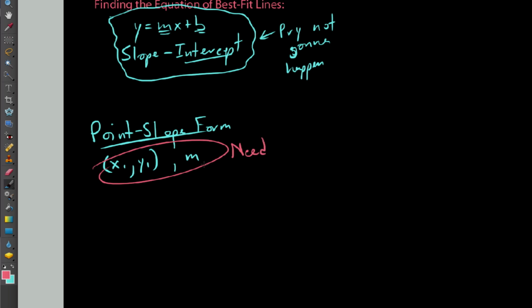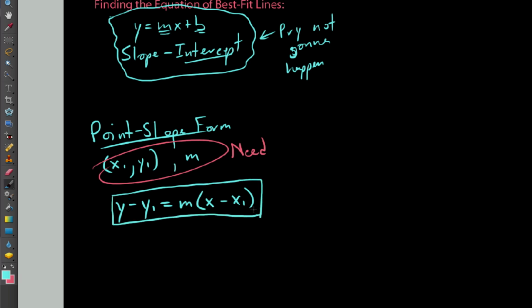So we're going to need a slope. We're going to need a point on the line, but of course point slope form works like this: y minus the y value of our point equals slope times the quantity x minus the x value of our point. And this is something we use in algebra all the time to write equations of lines. It's really easy to do. You just need to know a point on the line and the slope.